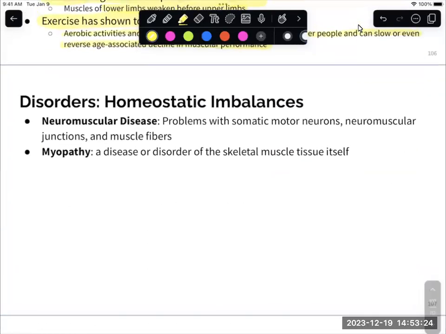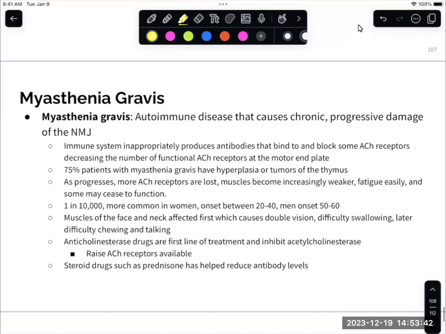So let's look at some neuromuscular diseases. Neuromuscular means it's between the neuron, the motor neuron, and the muscle fiber. And then we have myopathies, which are diseases and problems with skeletal muscle. Myasthenia gravis, I mentioned that we would talk about it when I pointed it out earlier in the PowerPoint. It's autoimmune, where your immune system comes in and attacks the neuromuscular junction.